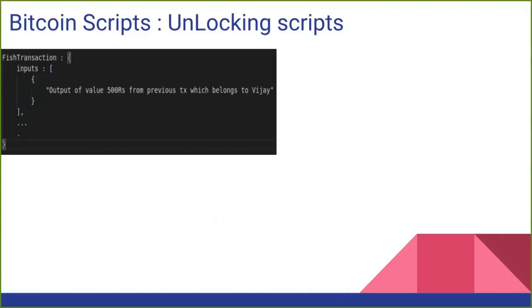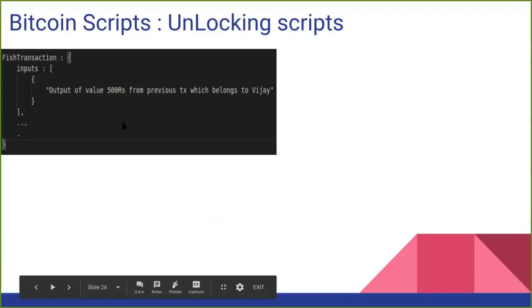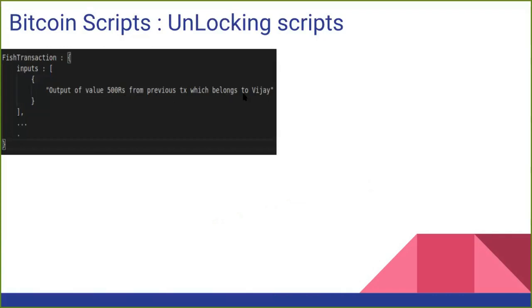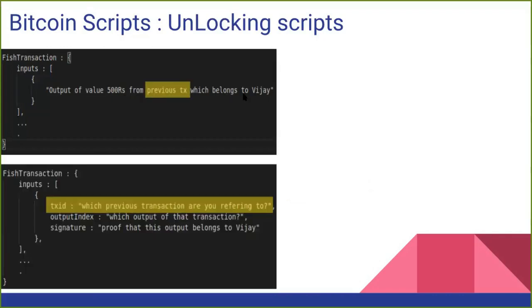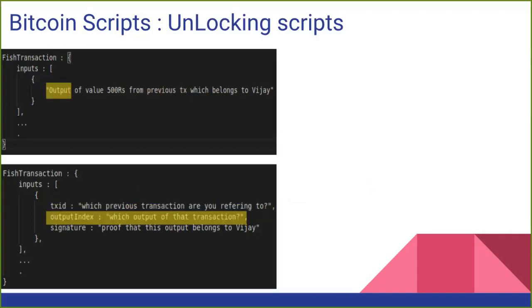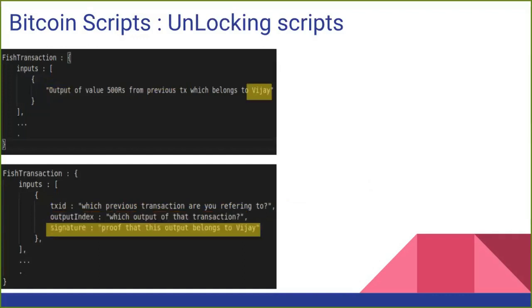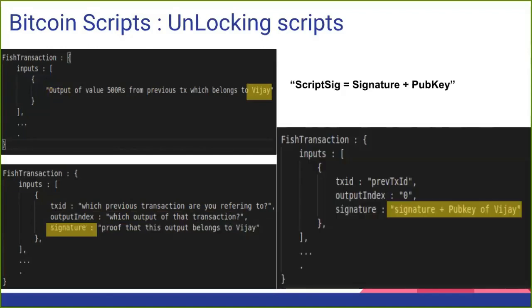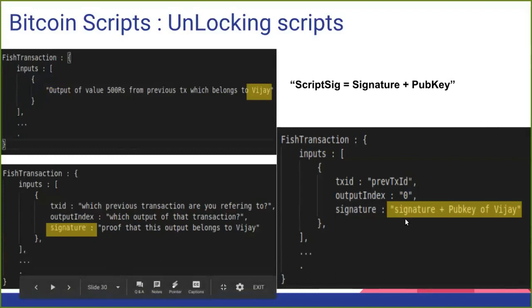So it's again a quick recap. In our first transaction example, the output of value 500 from the previous transaction belongs to Vijay, and I rewrote this in this way. What is the previous transaction? For that I've added a property called transaction ID. What is the output index I'm talking about? And what is the guarantee that it belongs to Vijay? That's the signature.